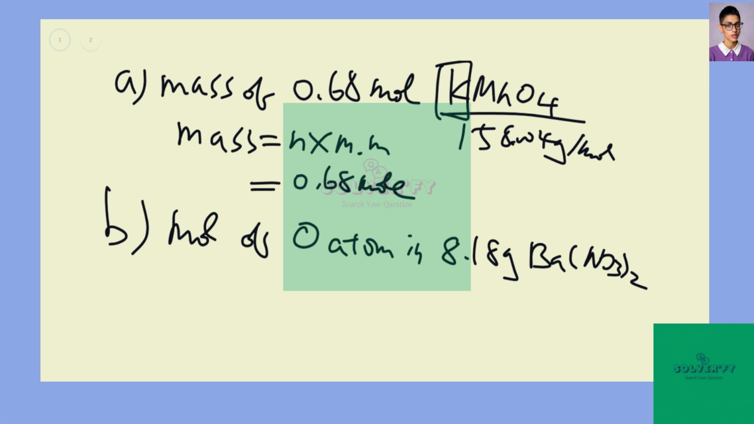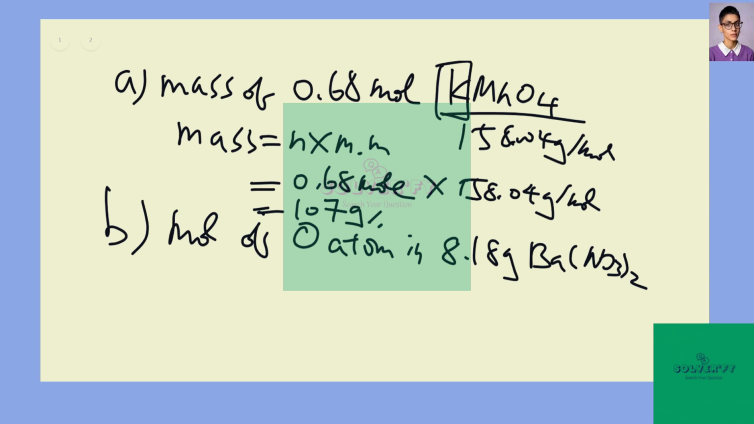All right, so the number of moles will be 0.68 multiplied by our molar mass, 158.04 gram per mole. And then we should be able to find out it will be around 107 gram. And this will be the mass of our 0.68 mole of potassium permanganate.